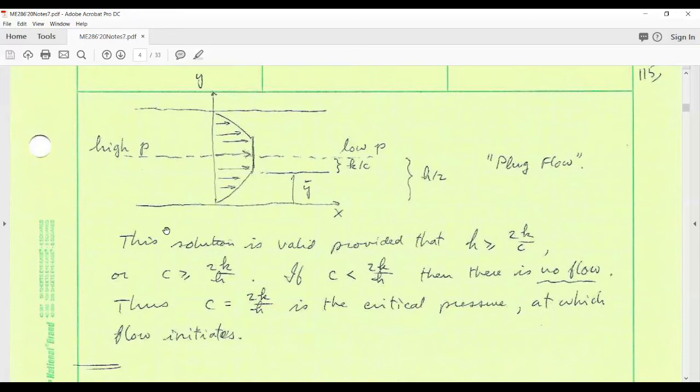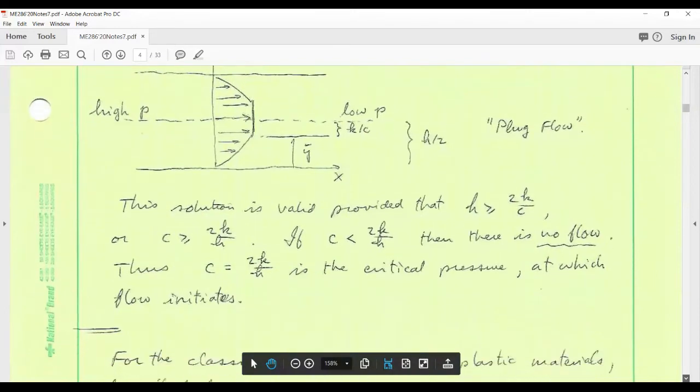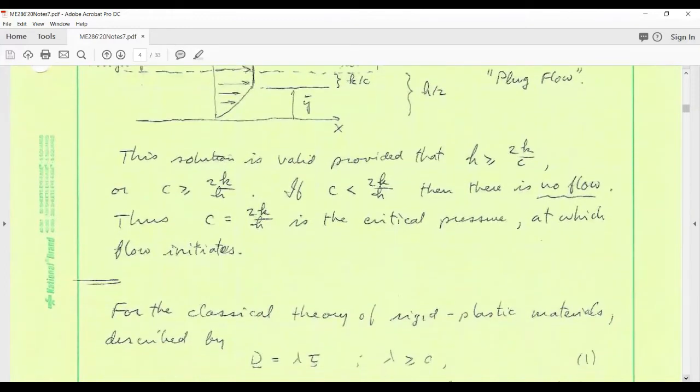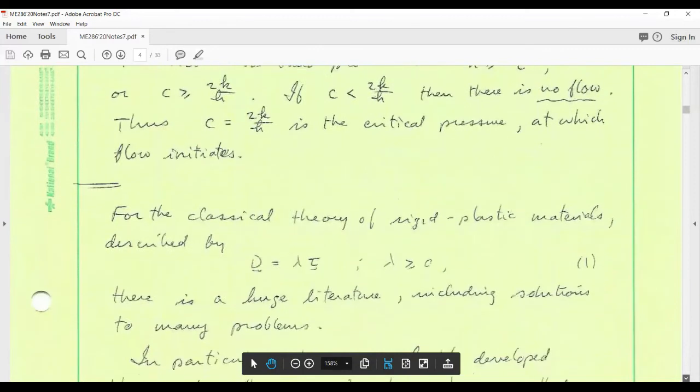And in order to get a flow to happen, c, the pressure gradient, has to meet this threshold value, and then you begin to initiate a solution like this. So it starts out as a wide plug and then gradually develops. Okay, so that gives you a feeling. I think this is the first time we solved the problem in the entire course, so it gives you a feel for how plasticity works. And that's the so-called viscoplastic problem.